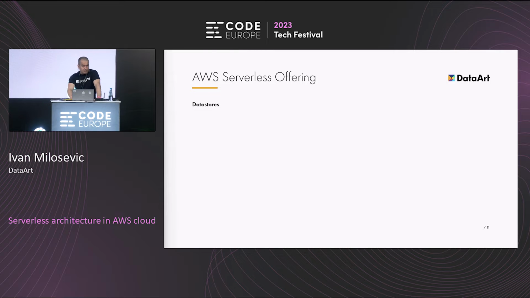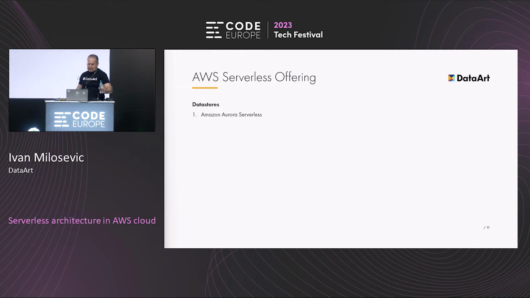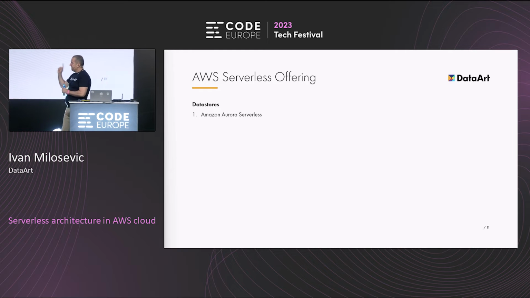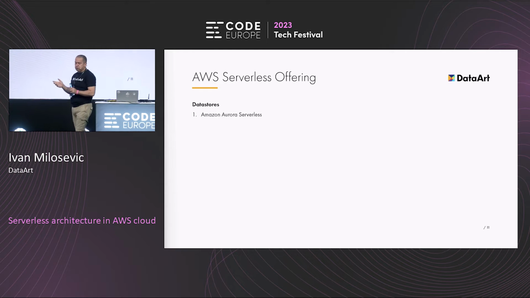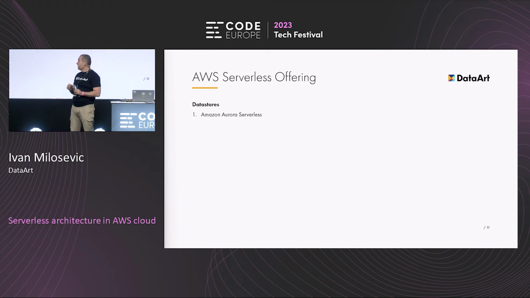Furthermore, data stores. This is a very important topic because you would say, okay, how am I going to run the database on a serverless architecture? What if something breaks, you know? But recently, you might know Amazon Aurora, which is a super powerful database supporting MySQL and PostgreSQL.